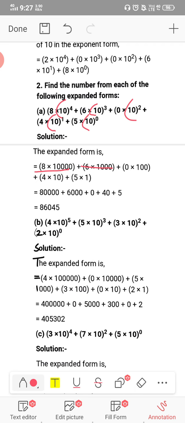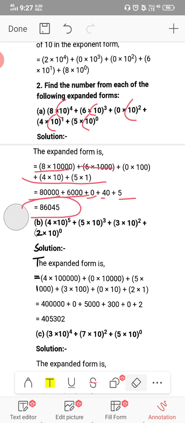So you can write it like that and then you will write it as 80,000 plus 6,000 plus 0 plus 40 plus 5 and the answer is 86,045.